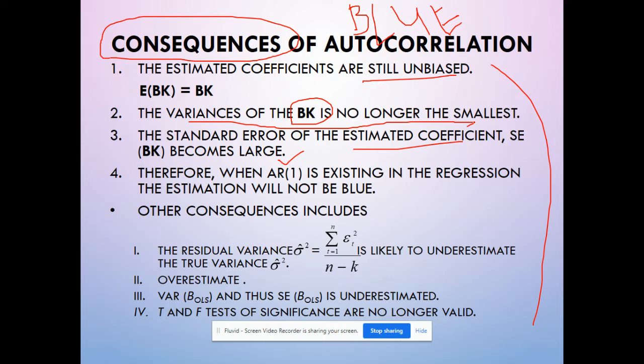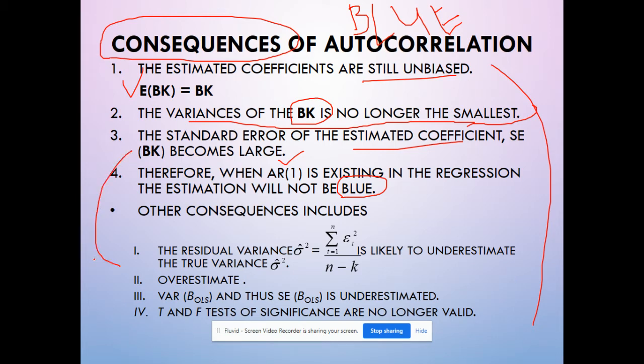Means that you cannot achieve efficiency. They're no longer efficient, right? No longer efficient, which means that they are not BLUE. But they are unbiased. They're unbiased but not BLUE, right?